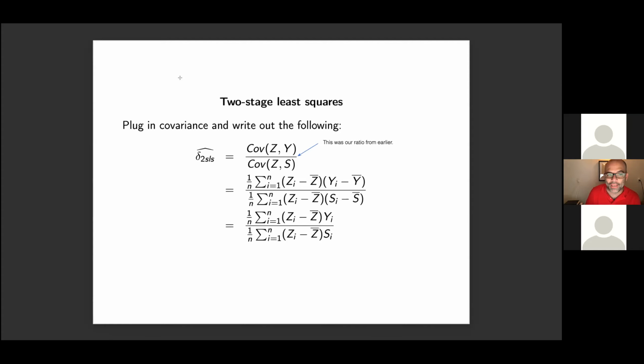Now what we're going to do is move to sample notation, not population expectation operator notation. We'll use the summation operator, and the sample definition of covariance, which I show here. Covariance of Z and Y has a sample analog: it's basically the average of deviations from the mean. So it's Z_i minus Z bar, Y_i minus Y bar. For the denominator, it's Z_i minus Z bar times S_i minus S bar. This is just the definition of covariance.